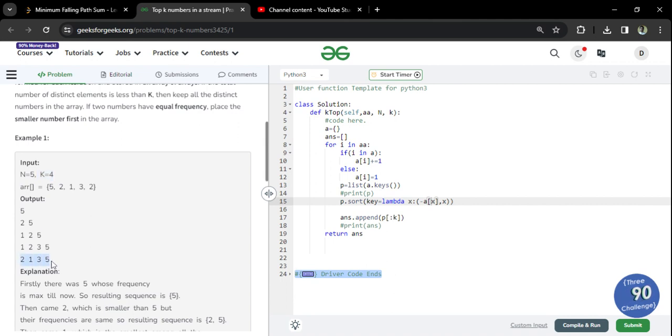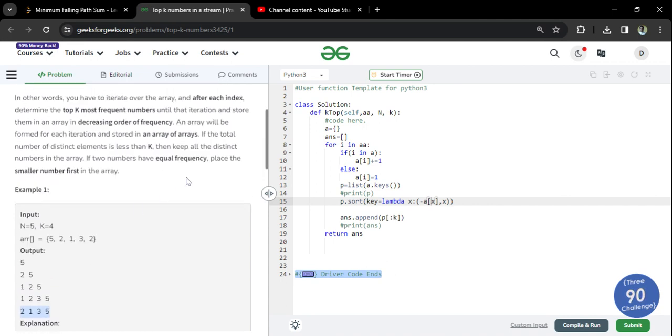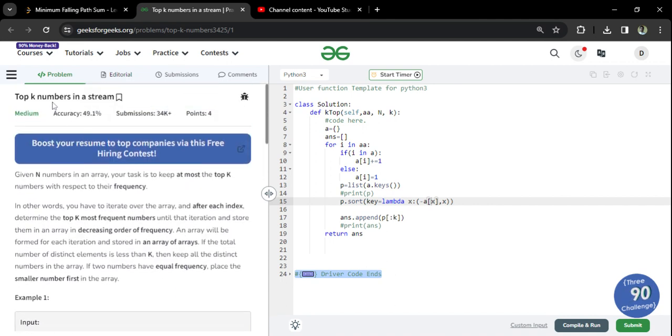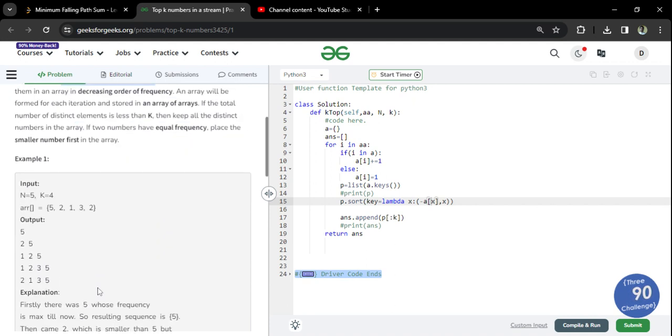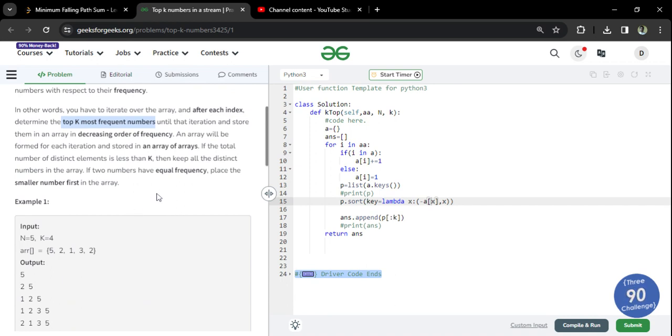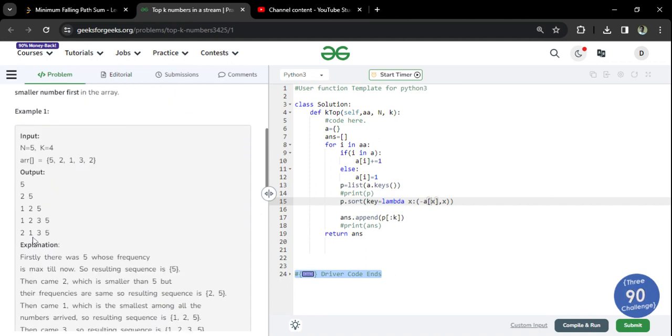So the idea is, that's why they're calling it top k numbers in a stream. That is, top k most frequent elements, top k most frequent numbers only we need to print. So suppose there are more distinct numbers, they will not come here. That's why they've given two ways to do that. First, you have to print them in a decreasing order of frequency, and that's the reason why 2 was printed first.